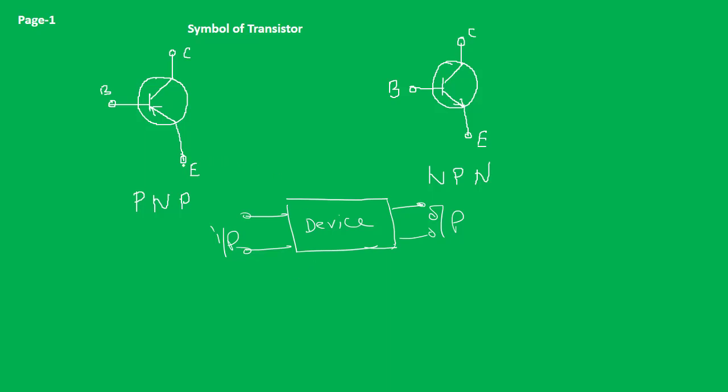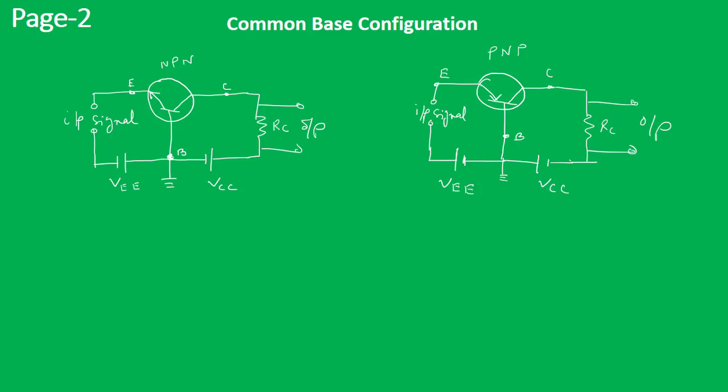So now if we keep either of base, collector or emitter as the common, then we can have 3 different configurations for transistors. Based on which terminal we are keeping common, the name is given. So first one is common base configuration. This circuit is showing the common base configuration.